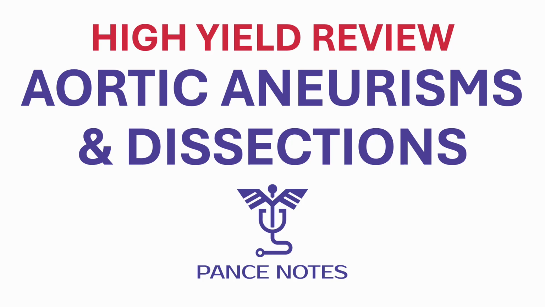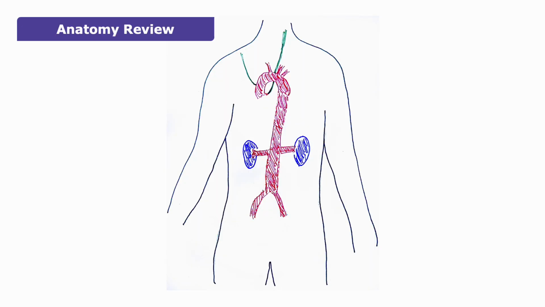Hi everybody, in this video we'll be talking about aortic aneurysms and dissections. First off, let's start with a little bit of anatomy. So the aorta is mostly a retroperitoneal organ and is located slightly more to the left side of the body. Because it is a large blood vessel, we can divide it in different sections.